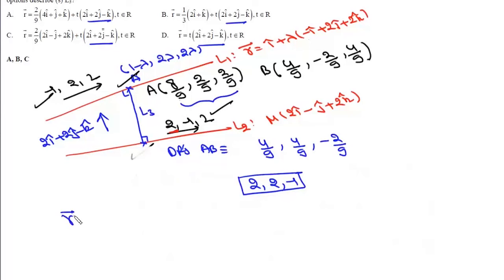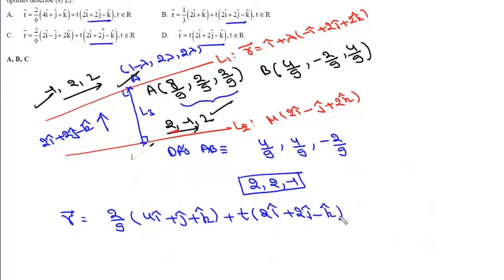So then it will be this R, and then 2 by 9 will be 4i plus j plus k plus some parameter t times this vector, which is 2i plus 2j minus k, and that's your option A. Or we can write it in terms of this option B.